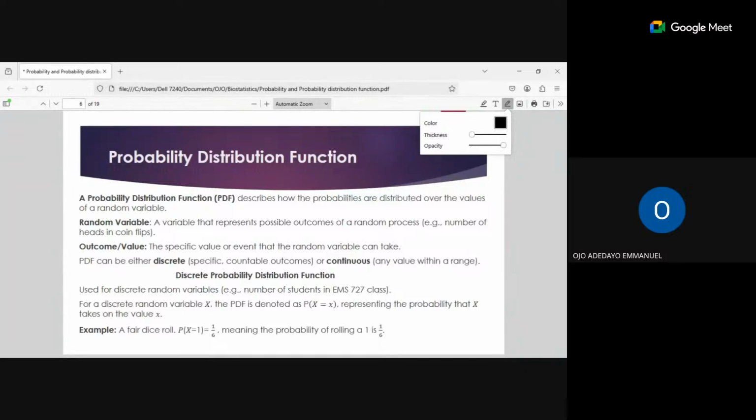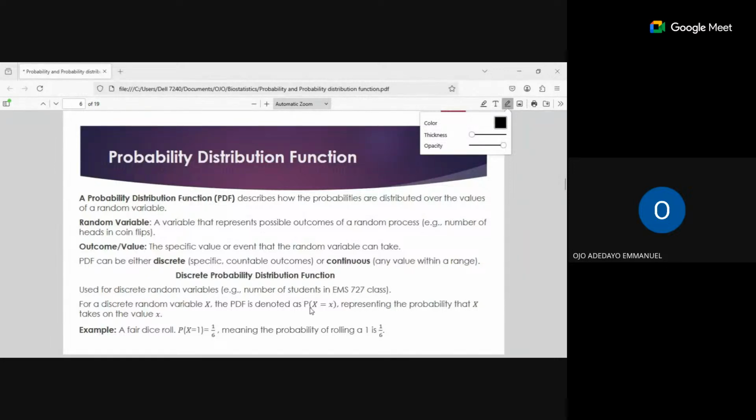Now, all that we have been saying so far, the probability of the father dying, the probability of the father not dying, the probability of surviving, now we want to model it. The concept of modeling the probability is what we call the probability distribution function.